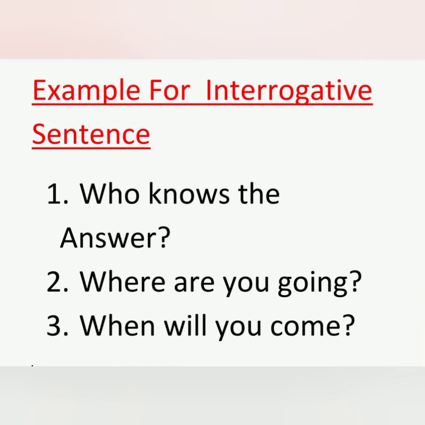Number 1, who knows the answer? Number 2, where are you going? Number 3, when will you come? So all these 3 end with a question mark and ask a question to somebody. So this is called an interrogative sentence.